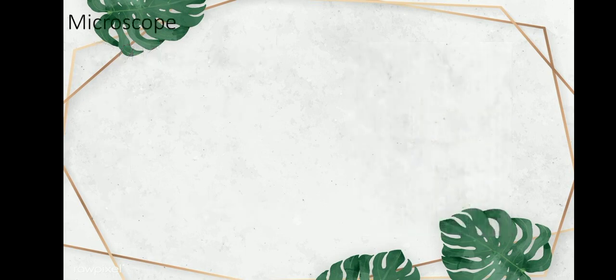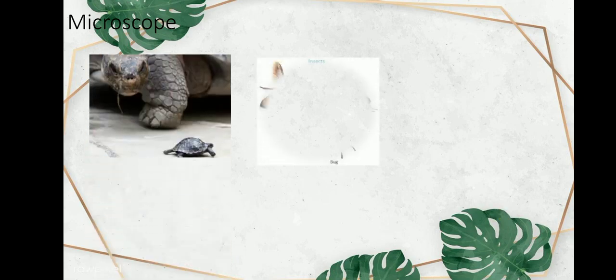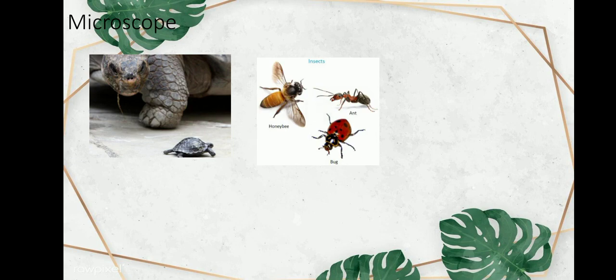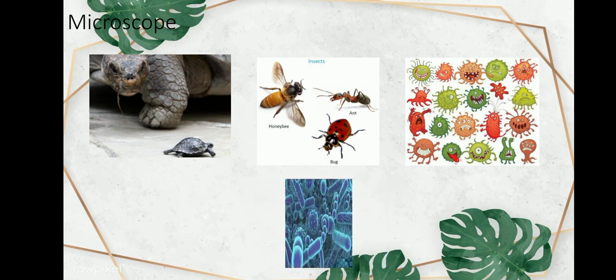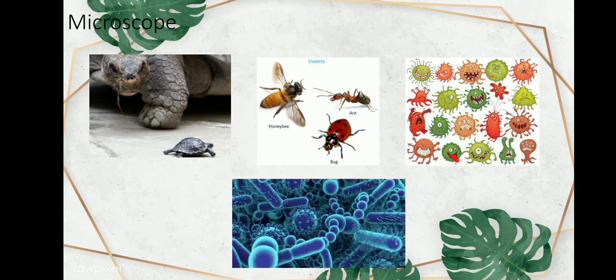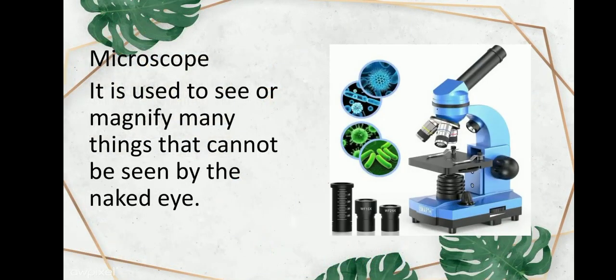There are many living things around us, and some living things are quite big, while others are small. But did you know that there are living things which are even smaller, that you cannot see using your naked eyes? And to be able to learn and understand their nature and characteristics, we need to use special instruments like this one. Microscope. It is used to see or magnify many things that cannot be seen by the naked eye.